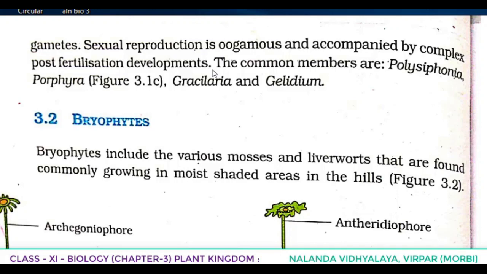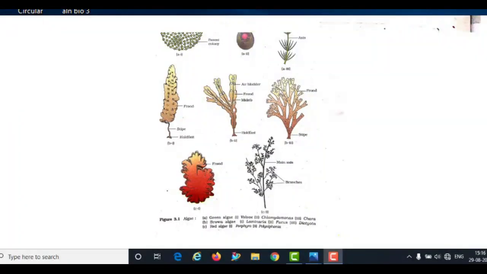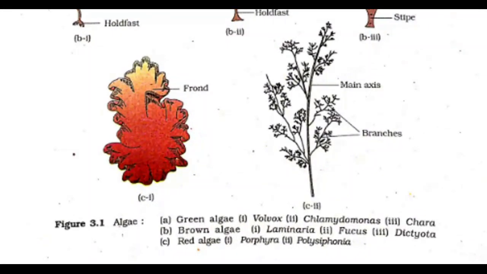Post-fertilization developments means what you have to understand, what you are knowing regarding that. Post means after. Means after fertilization whatever development is happening, that is known as post-fertilization development. The common members are Polysiphonia, Porphyra, Gracilaria and Gelidium. Once again, which are the common members? Polysiphonia, Porphyra, Gracilaria and Gelidium. In the figure you can see that red algae, two figures are given, Porphyra and Polysiphonia.